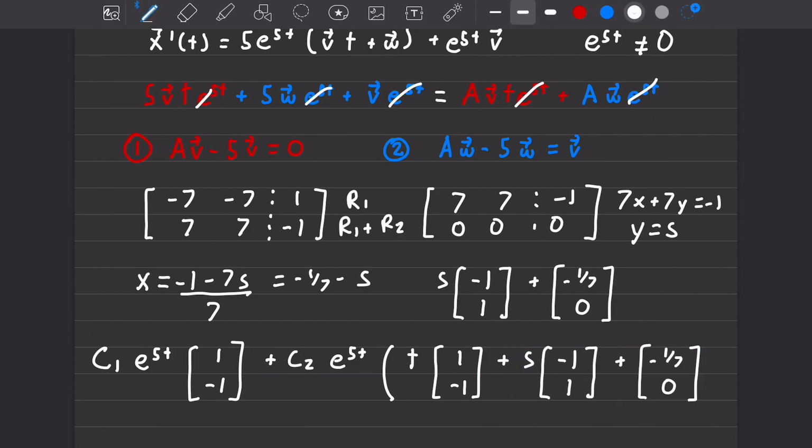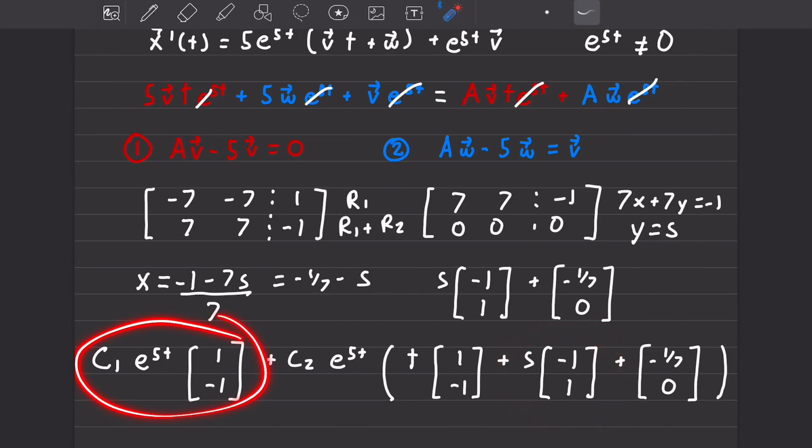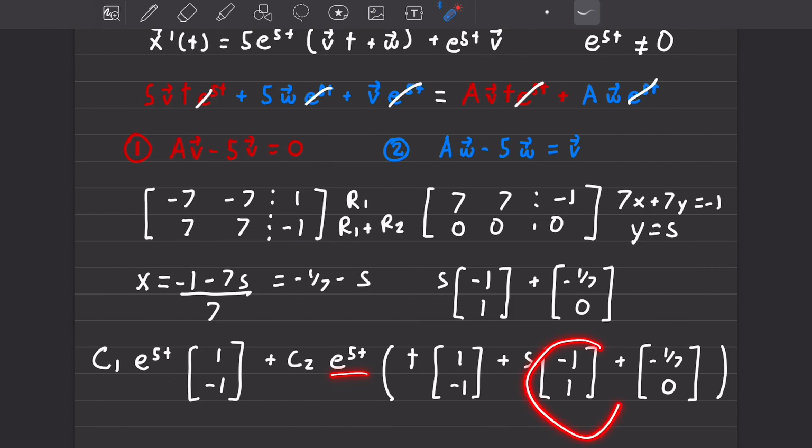Okay. Now I want you to notice something here before we write our final general solution. And that is that this term over here is actually saying the same thing as what we have over here. Because here we have some arbitrary constant, e to the 5t multiplied by this vector. And here we have another arbitrary constant, actually 2, being multiplied with e to the 5t and then that same vector.